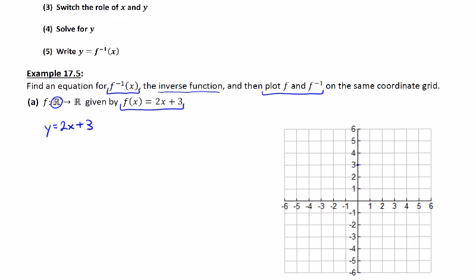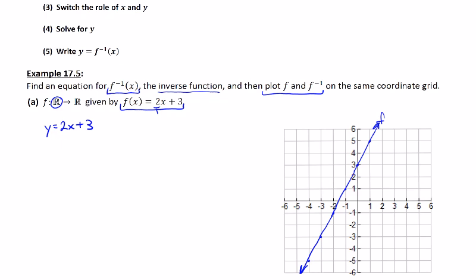Y-intercept would be 3, slope is 2 over 1, so we'll go up 2 over 1, down to left 1, down to left 1, and without a ruler, try to put as many points on here as you can. And that's close enough. That is going to be the graph for f. Certainly that would pass the horizontal line test, no problem. Now let's proceed to step number 3.